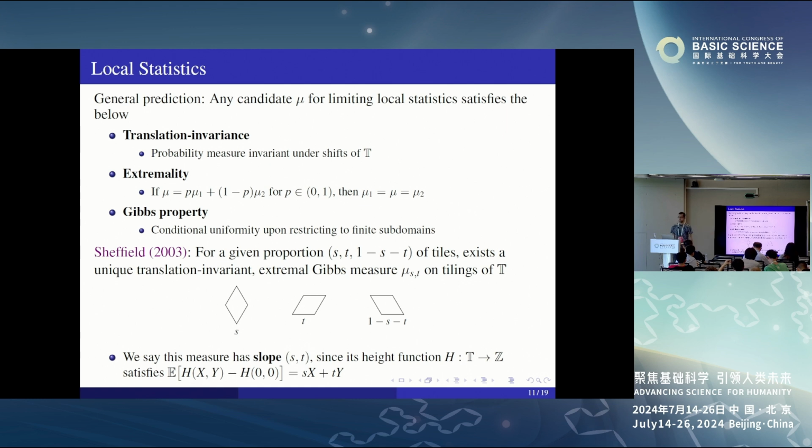It's a theorem due to the thesis of Sheffield around 20 years ago that given a proportion of tiles, so given a pair of real numbers S and T, where you should think of S as the proportion of vertical tiles and T as the proportion of this horizontal tile, so 1 minus S minus T would be the proportion of this kind of tile, there's a unique translation invariant extremal Gibbs measure on tilings of the full plane. So there is a unique measure that fits the bill for all three conditions if I fix the proportion of tiles. We'll often say that this measure has slope (S,T), because if I take the expectation of the height function associated with it, it'll be linear, with slope (S,T).